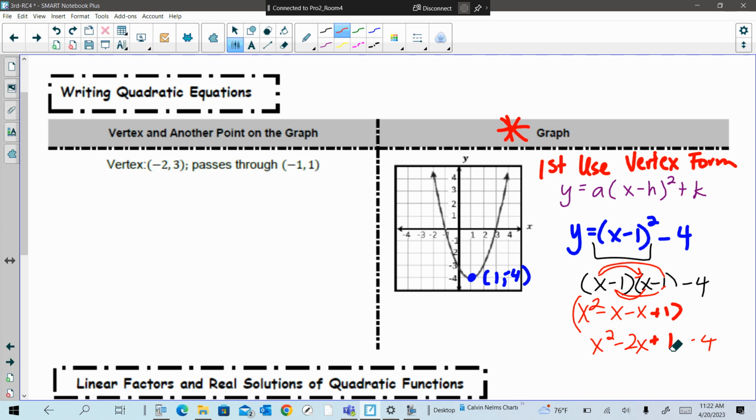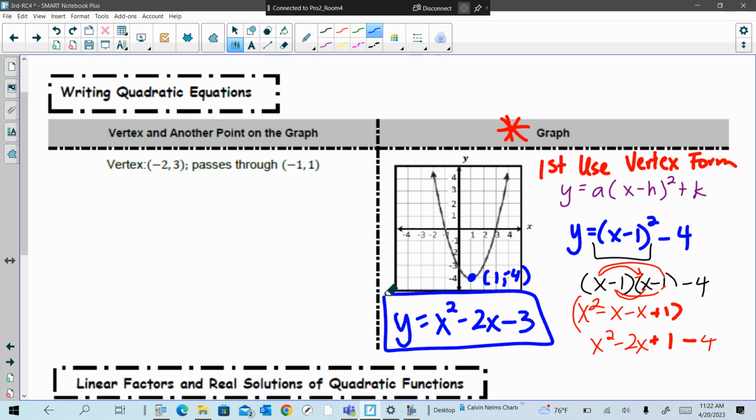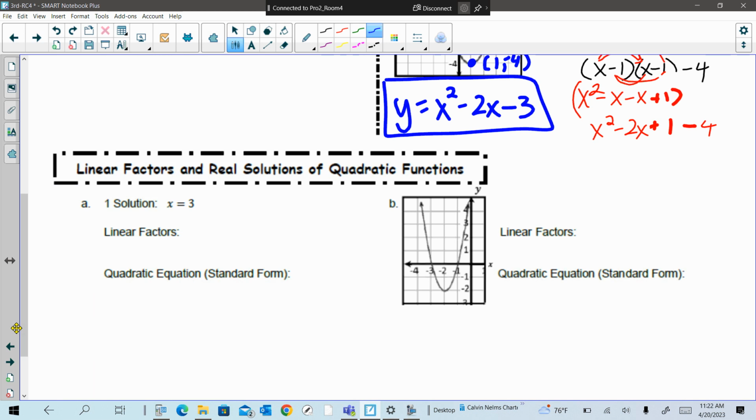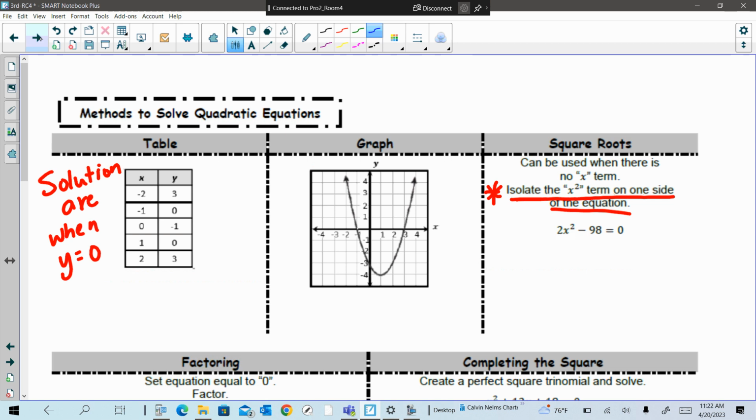All right, so what's our final equation in standard form? y equals x squared minus 2x minus 3. Yep. All right, we're not gonna worry about linear factors right now. Okay, so our last section is solving. Methods to solve.